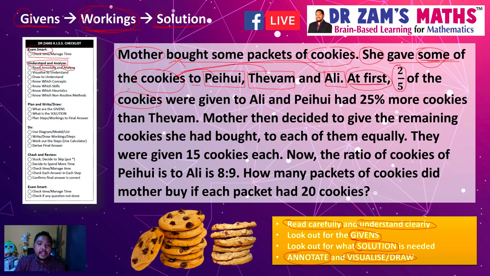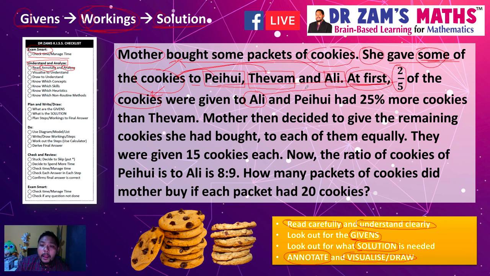So these cookies that you're talking about are the cookies that mother gave to three of these individuals, okay? So they're talking about 2/5 of the cookies which were given to the three kids, right? So 2/5 of the cookies were given to Ali. So Ali actually had 2/5 out of all the cookies that mommy gave to the three kids.